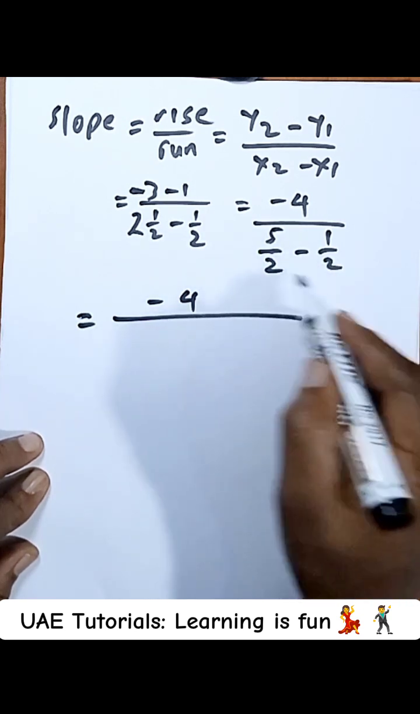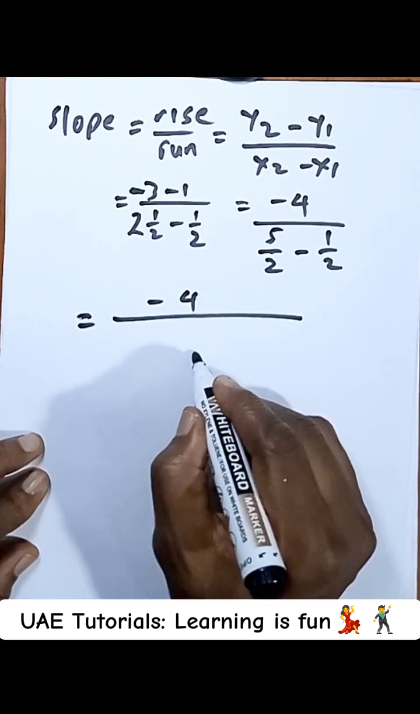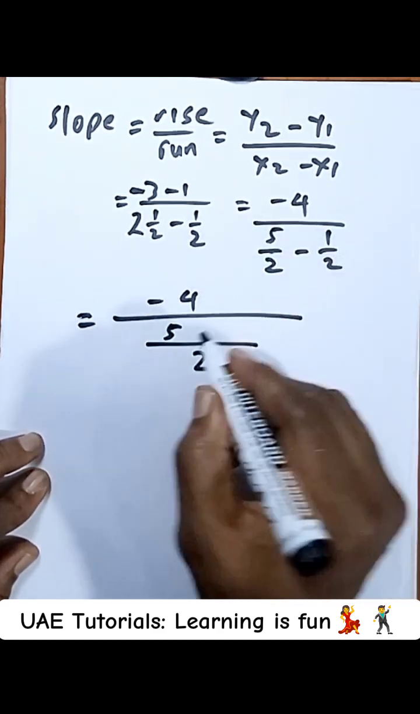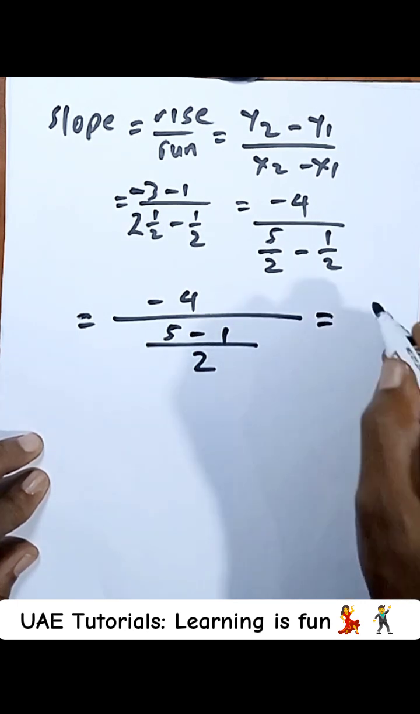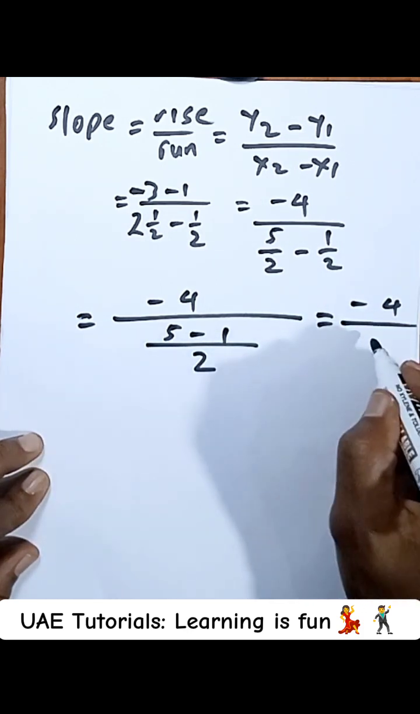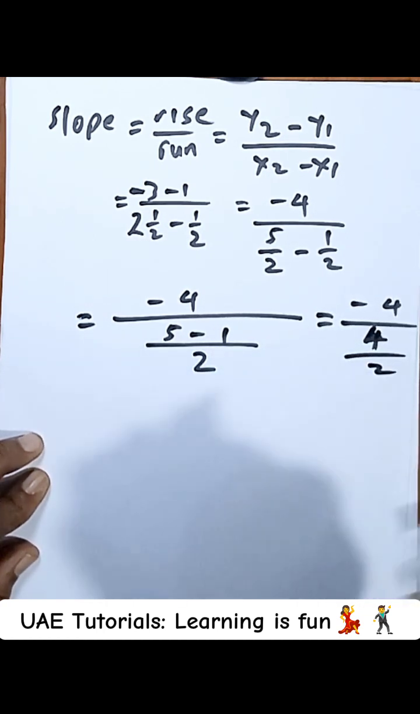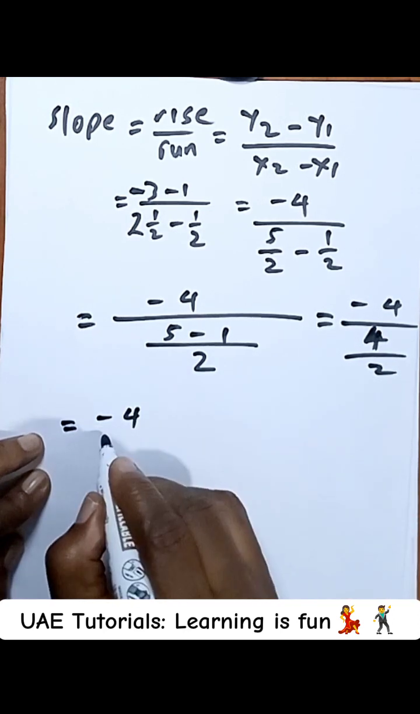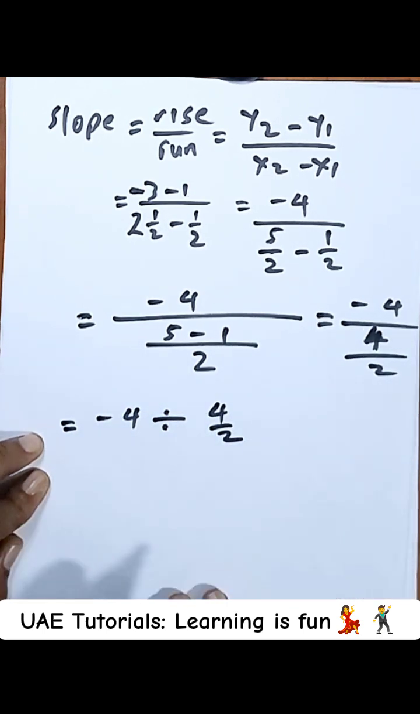There are 2 fractions here in the denominator, so you can see they are like fractions, because they have the same denominator. So you just bring down that common denominator, and then the numerators of those 2 fractions will give you 5 minus 1. Minus 4 is still there. 5 minus 1 is 4 all over 2. And what we're having here is the same thing as minus 4 divided by 4 over 2.